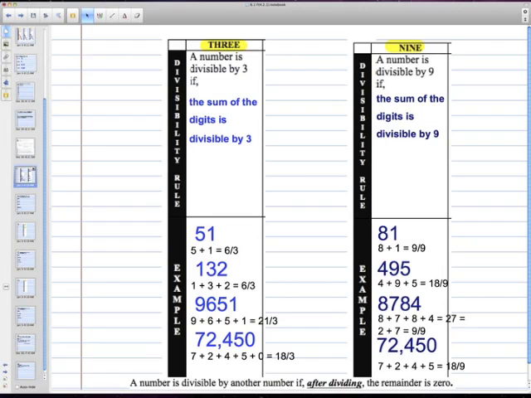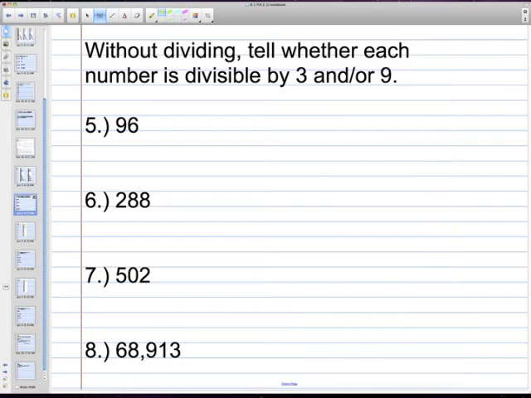Can you see which numbers divisible by 9 are also divisible by 3? Yep, each one of them. However, if you look on the other side, 9,651 would not be divisible by 9, even though it is divisible by 3. So if a number is divisible by 3, it doesn't necessarily mean it's divisible by 9. But if a number is divisible by 9, it is divisible by 3. Again, in your math notebook, without dividing, tell whether each number is divisible by 3 and or 9. When you're ready to check your work, press play.